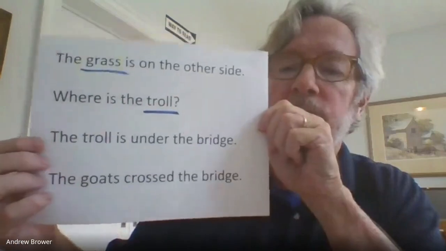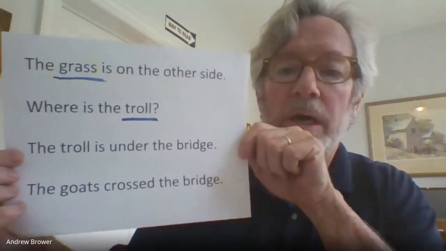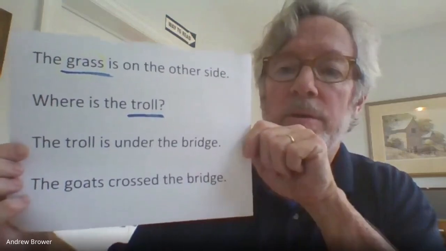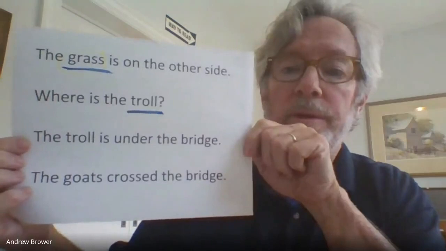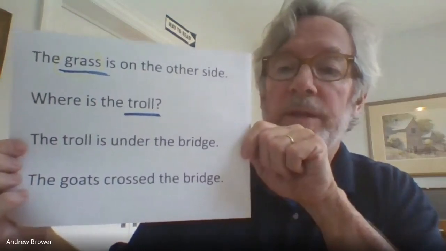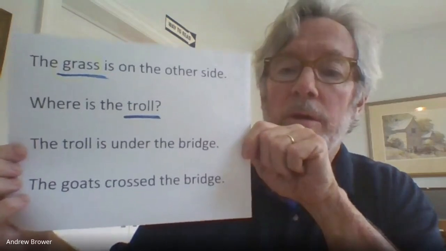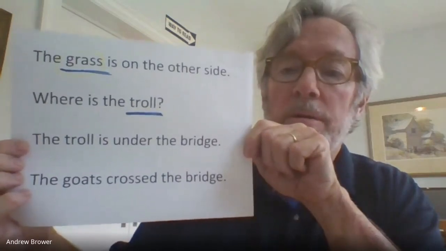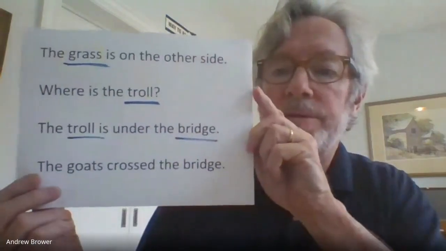Now I've already written the answer down here, but go ahead and say it out loud if you want. The troll is under the bridge. Okay. The troll is under the bridge. See if you can write that. I'll leave this up here for a few seconds so you can write that. The troll is under the bridge. This sentence has two sight words in it. Troll and bridge. Okay, those are our two sight words.